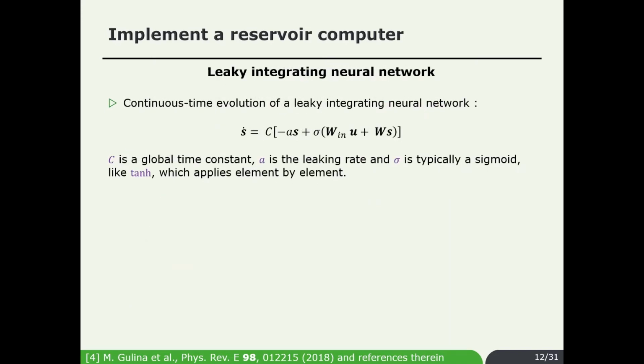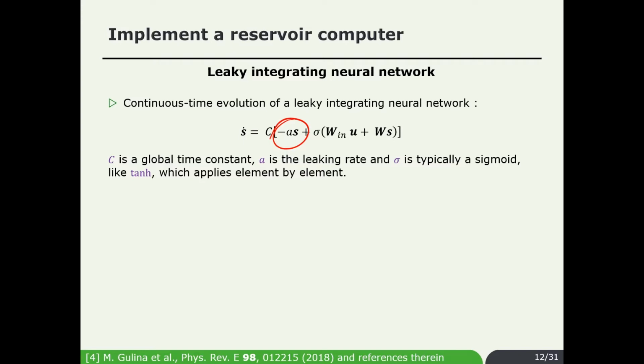Now we can write the continuous time evolution of a leaky integrating neural network as this equation, where c is a global time constant, a is the leaking rate, and sigma is typically a sigmoid, like the hyperbolic tangent, which applies element by element. You recognize the leaky integrator main term here. The second term was the constant, and now it is the value of the activation function sigma, which takes as entry a contribution of the input and the contribution of the internal state.